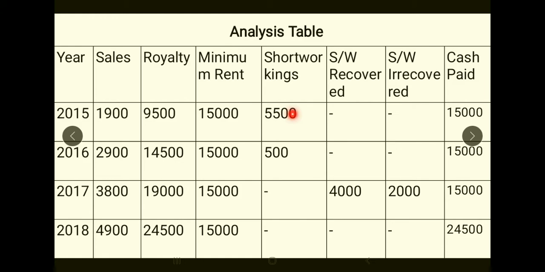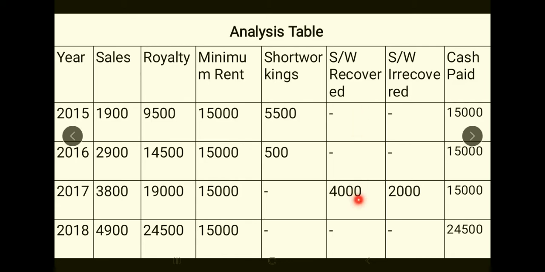So 6,000 extra you had paid, 4,000 you recovered, and 2,000 is irrecovered. 6,000 minus 4,000, 2,000 is irrecovered. Now when will this irrecovery come? Whenever the time is over. First 3 years you had time to recover, so the time period is over here, and that's why you are writing irrecovery in the year when the time given is over.